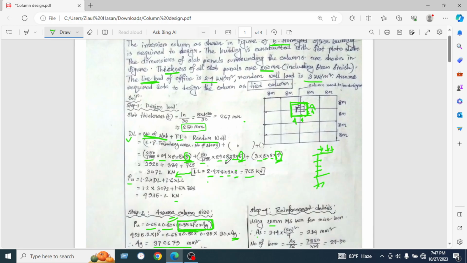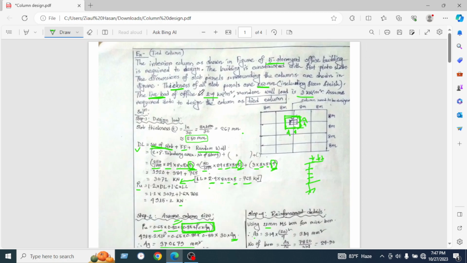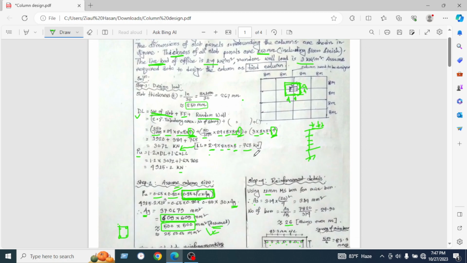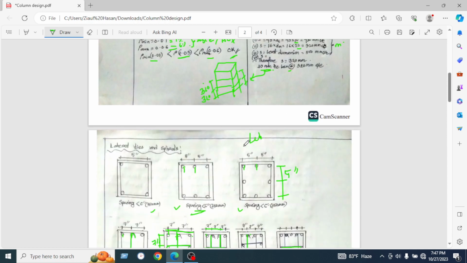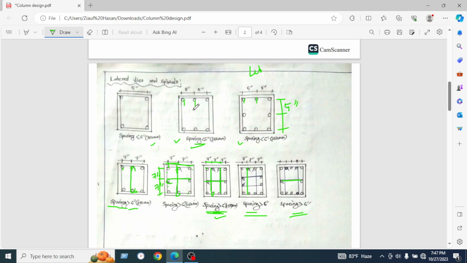For the tie column, you can take a screenshot here and here, and the spacing of leg or leg spacing here.